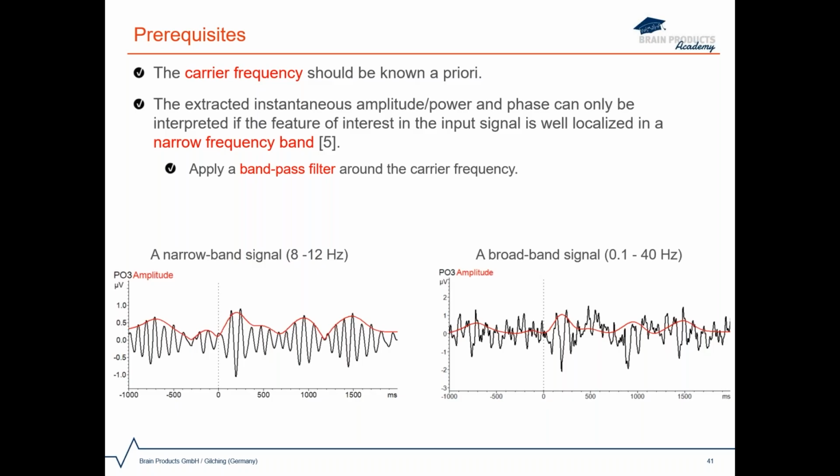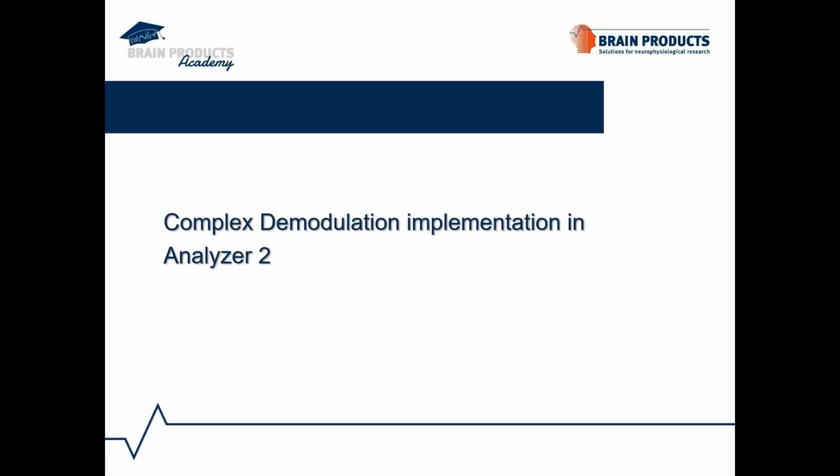As an additional remark, if you aim for a smooth amplitude or power curve, it is recommended to use a rather narrow frequency band, which means a small difference between the upper and the lower limit, and thus a small cutoff value. Now we are equipped with the knowledge of the complex demodulation method. Let's move to its implementation in Analyzer.